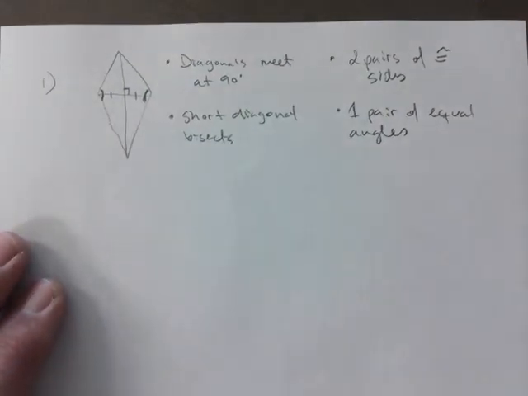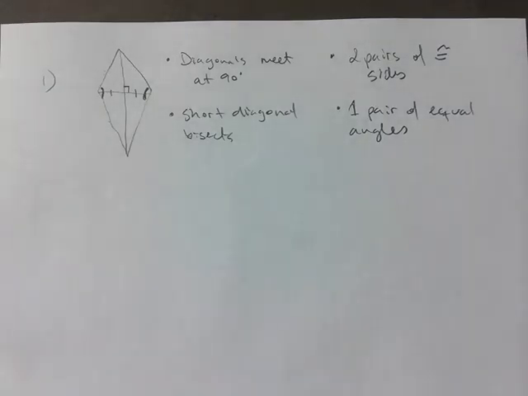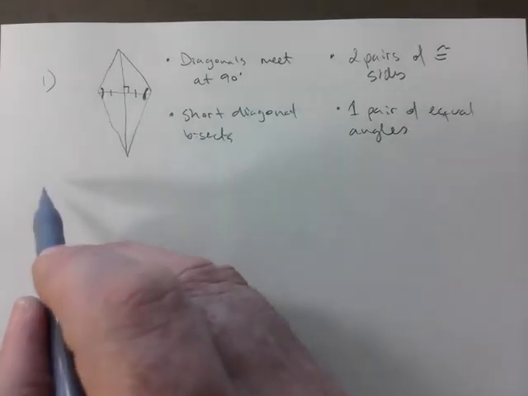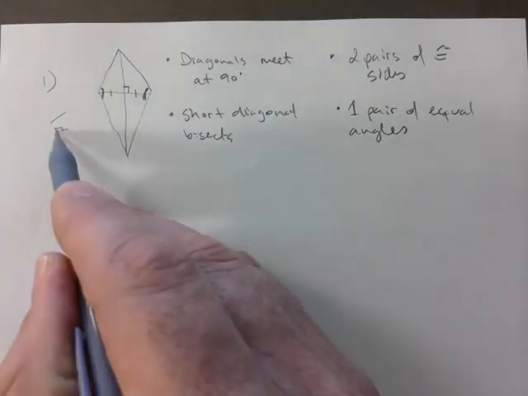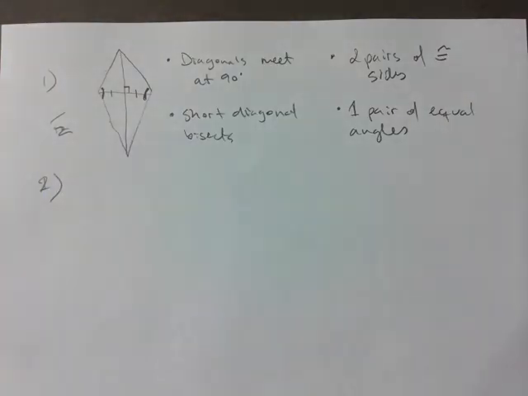You should know the properties, and if you have them, then good for you. So you get 2 marks for that one, one for each property, of course. Question 2.